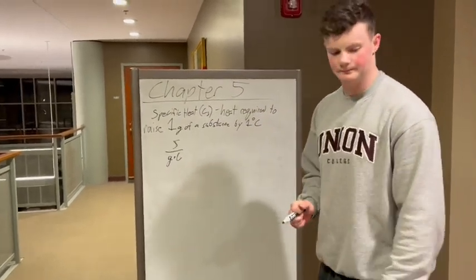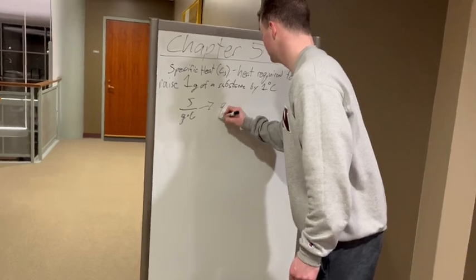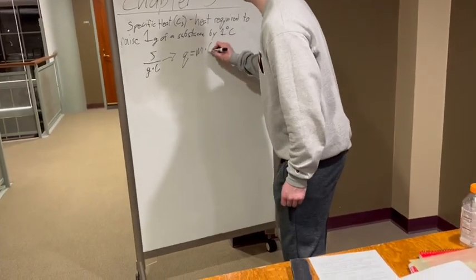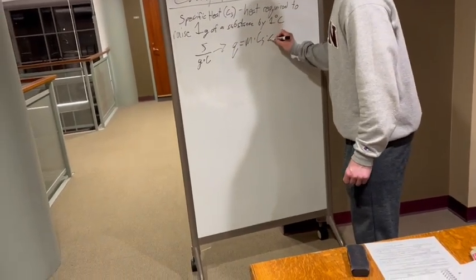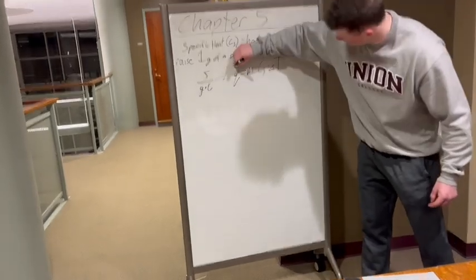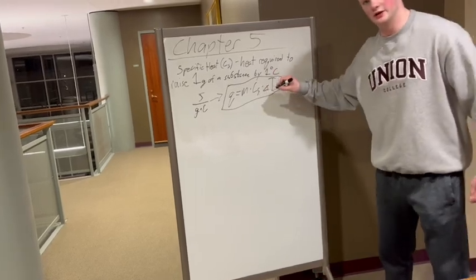And so this leads us to the equation Q equals M times the mass times the specific heat times the change in temperature. This is the essential equation right here to finding heat.